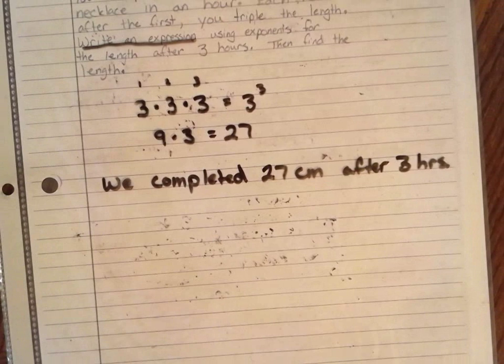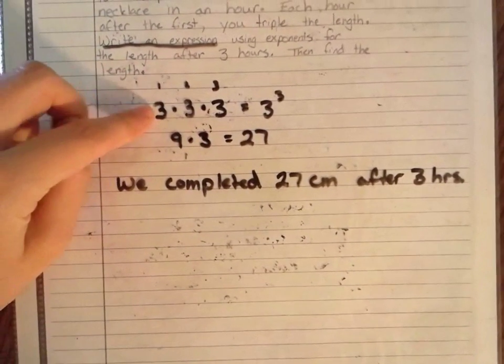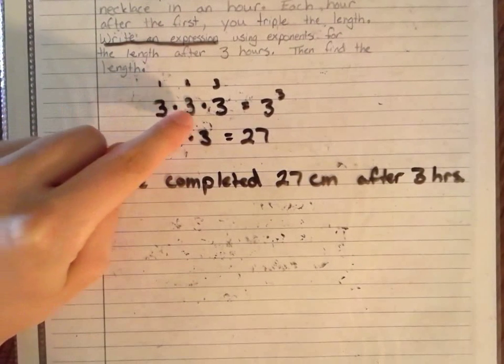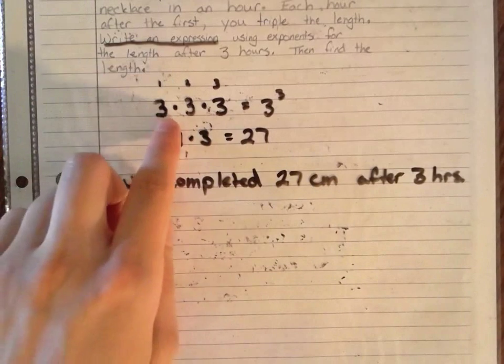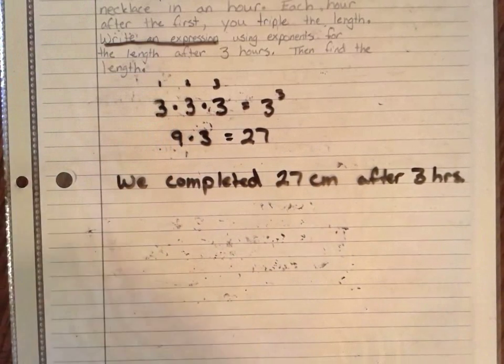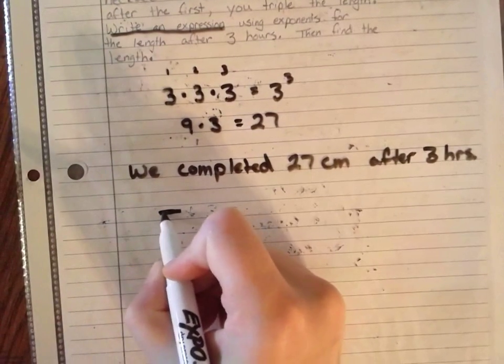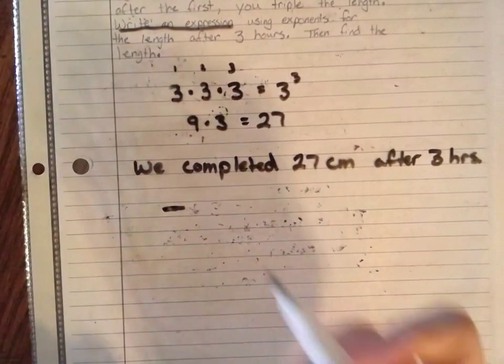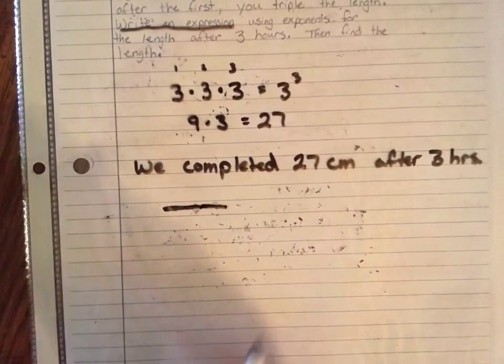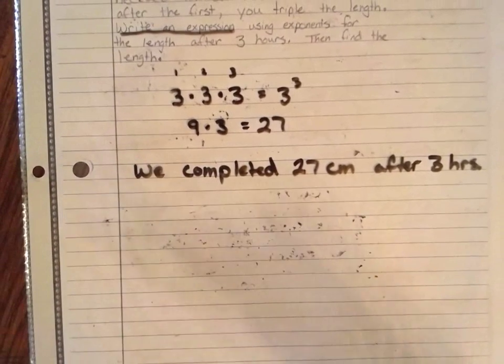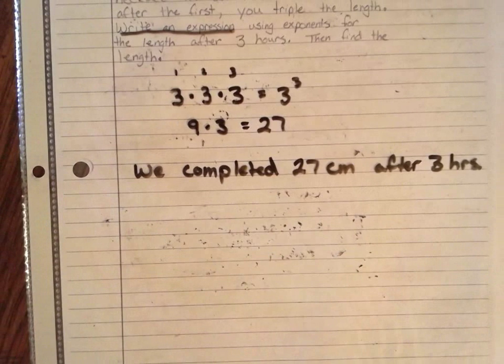Okay, so I hope that makes sense. This first hour, we already completed 3 centimeters. And each hour after that, we triple the length. So if we have 3 centimeters completed the first hour, and we triple the length, that means we have 9 centimeters. And then after our third hour, we should have tripled 9 centimeters to 27 centimeters. So this will conclude 1.2.